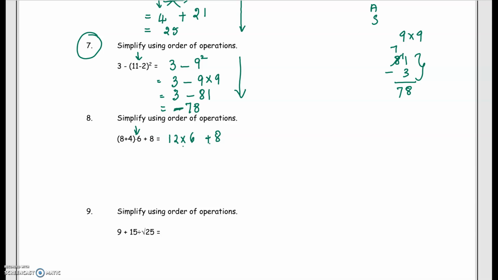So we have multiplication and addition. Remember, multiplication is a glue: you cannot separate the 6 from the 12 and add it to the 8. That's another way of reminding yourself the rule, which is PEMDAS. So PEMDAS says multiply first. We multiply before adding. 12 sixes are 72 plus 8. Put an equal sign again. Remember, we're going vertically down. 72 plus 8 is 80.